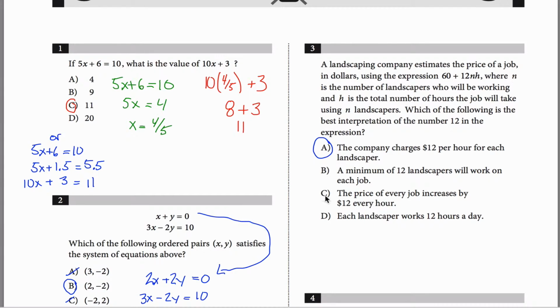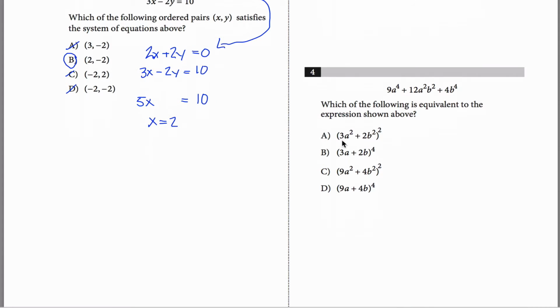That's tricky. That's almost the right answer, but it's not. Imagine if n equals 2. If there's a big yard and you need 2 people working on it, then the price goes up by $24 every hour. This would be correct if it said 12n, but it doesn't. It says 12, so it's not correct. Each landscaper works 12 hours a day. Now, what are you talking about? No. All right, number 4.